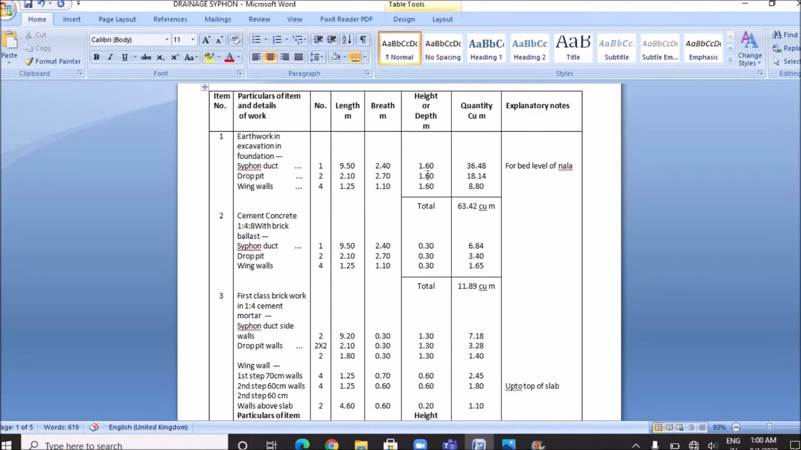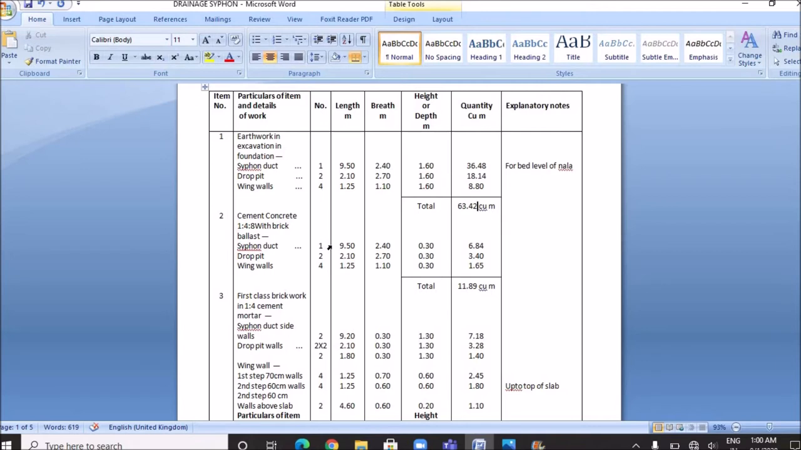Previously it was 1.6 meter because it was the excavation work, but cement concrete work is done in 30 centimeter of height. So other things will remain same, but only the height will change. And we have to calculate the respective quantities.